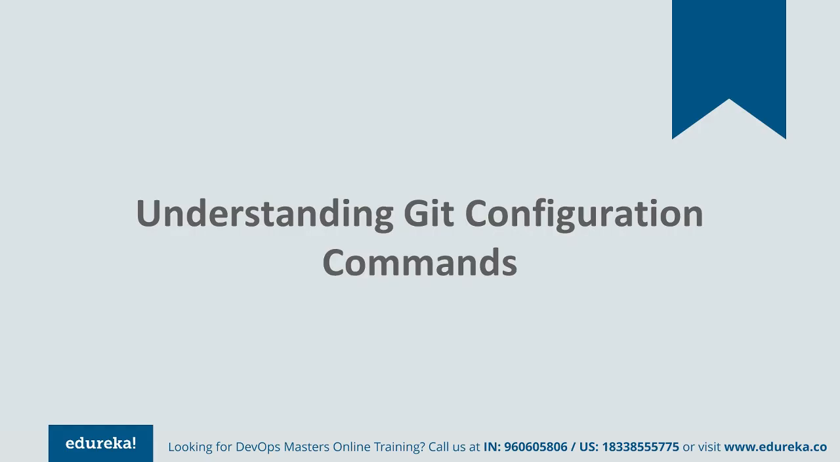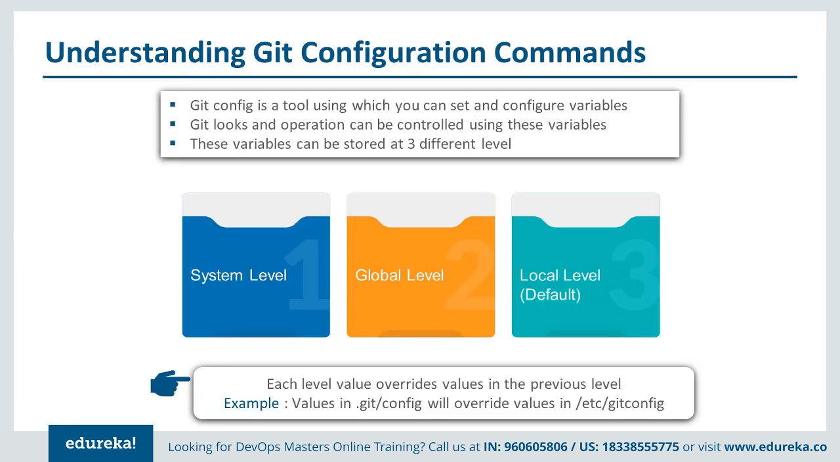So let's understand the git configuration commands. git config is a command to set and configure variables which can be used to control Git's look and different operations. The variables are stored at three different levels, which are system, global, and local level. And the order of priority for configuration levels is local, then global, and then system, which means when looking for a configuration file, Git will start at the local level and bubble up to the system level.